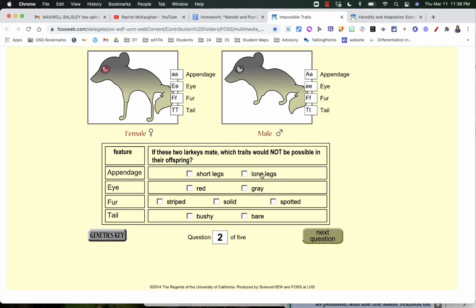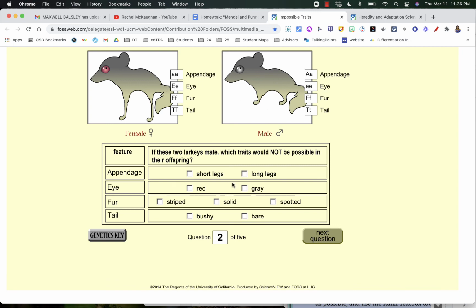Okay, short legs or long legs? So can you get a big A and a little a? Yes, so you could get short legs. Can you get long legs, little a, little a? Yes, so nothing's impossible there. Eyes, red or gray? Big E is a red eye, so you could get a big E and a little e. You can get red eyes. You can get a little e and a little e, so you can get gray eyes.